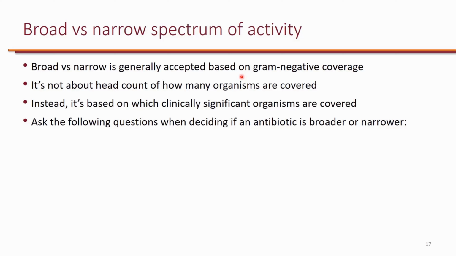It's not so much about a head count, so it's not about how many organisms an antibiotic covers. It's more about which organisms it covers. So it's about clinically significant organisms. To understand if a drug is broad or narrow, you should ask yourself the following question: does it cover carbapenem-resistant Enterobacteriaceae?